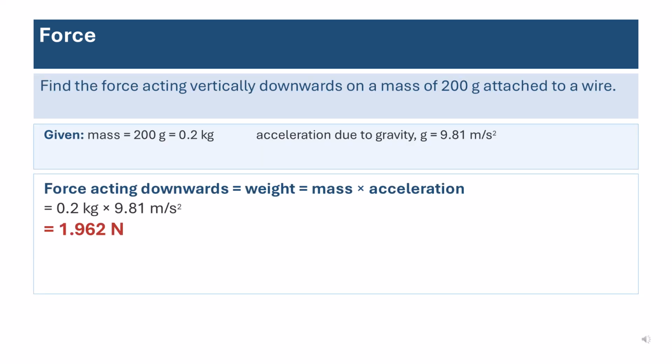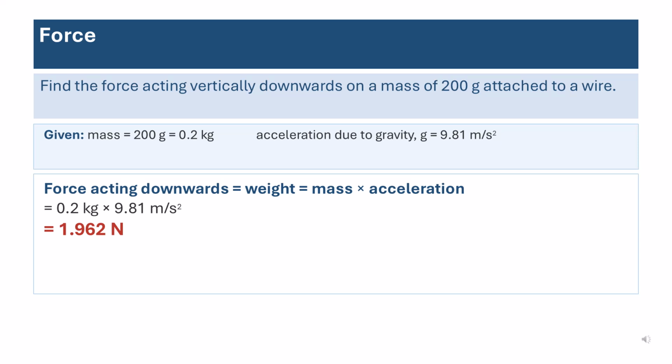This is the second worked example on force, involving the gravitational force acting on a suspended mass. The problem states, find the force acting vertically downwards on a mass of 200 grams attached to a wire. The force acting downwards on any mass near the Earth's surface is its weight, equal to mass multiplied by the acceleration due to gravity. The standard value of gravitational acceleration is g equals 9.81 meters per second squared.